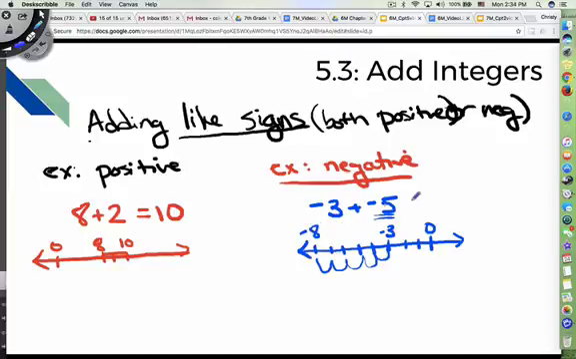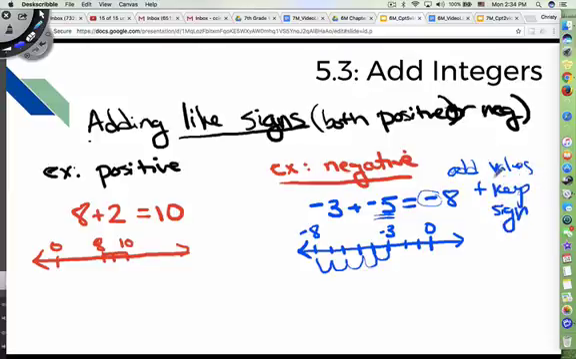-8. Okay. Just like in positive, where you just add the two integers together, if they're both negative, you add the integers together and keep the sign, okay? Add values and keep sign.